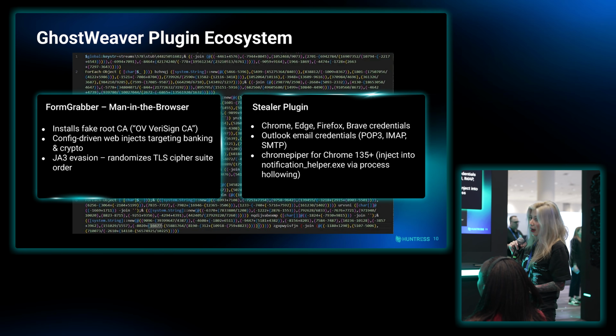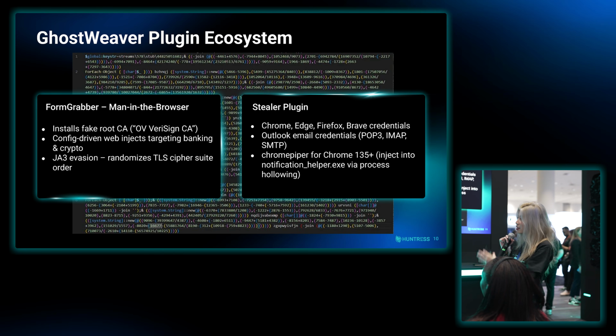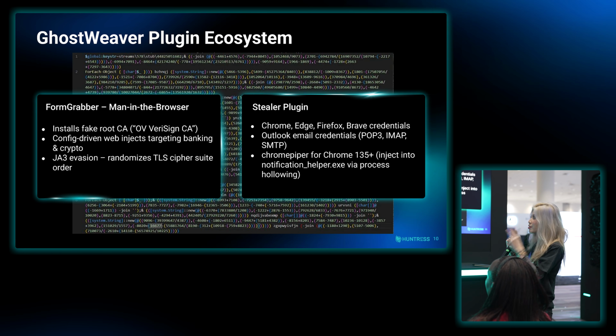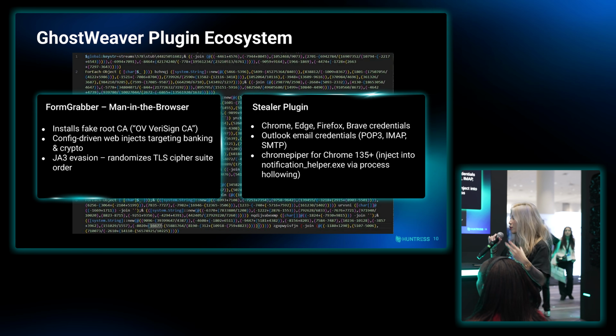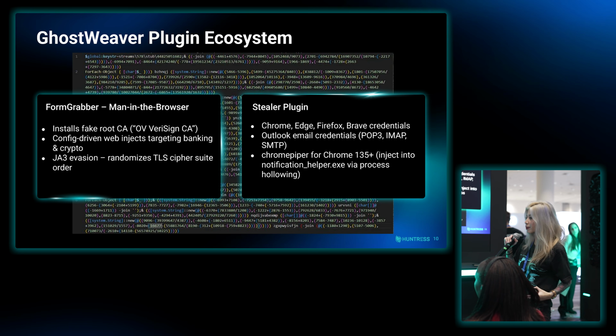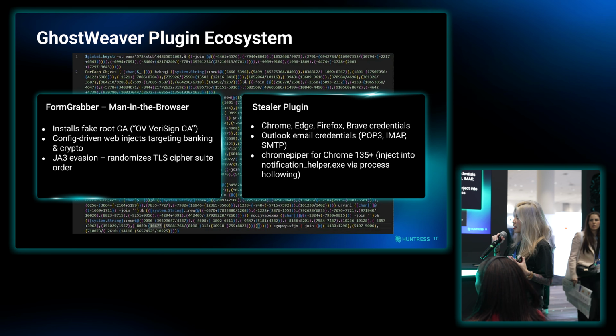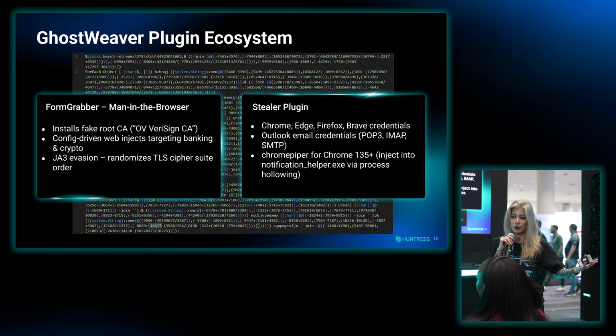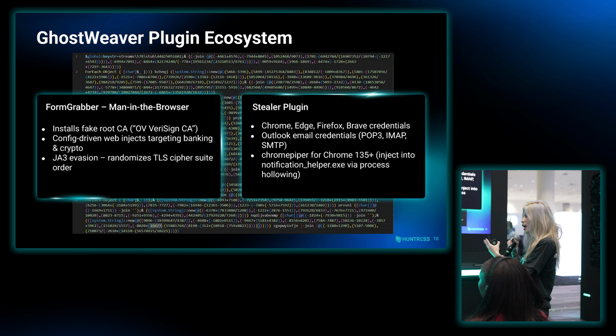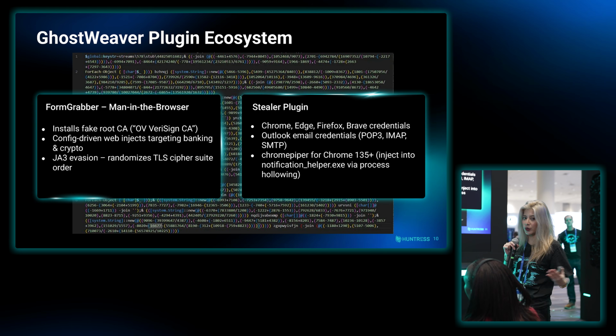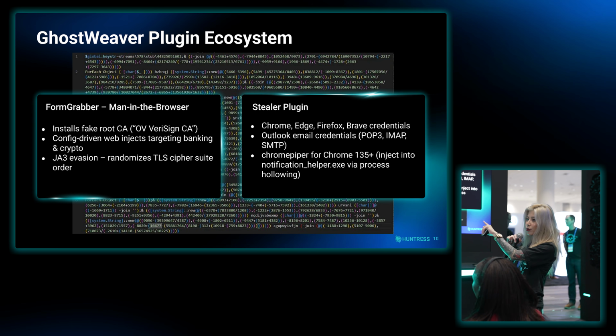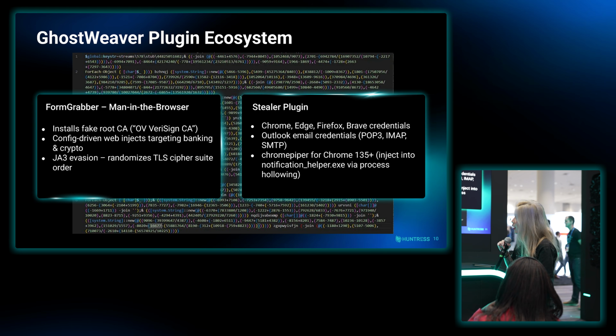Cool. I was talking about GhostWeaver, the plugins. They have 2 plugins. The first plugin is the man-in-the-middle browser. They're going to install a fake root certificate called OV-VeriSign-CA. What it does is the Windows endpoint will decrypt the HTTPS traffic. It can intercept the traffic because the Windows endpoint will trust that certificate in the Windows certificate store.